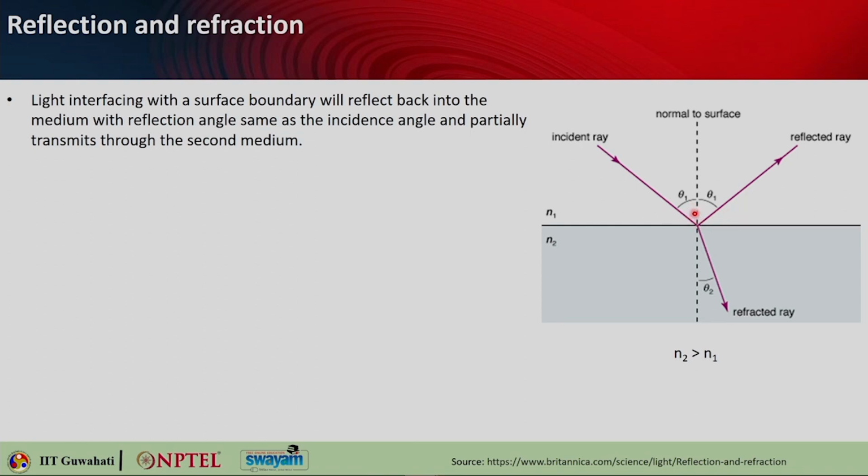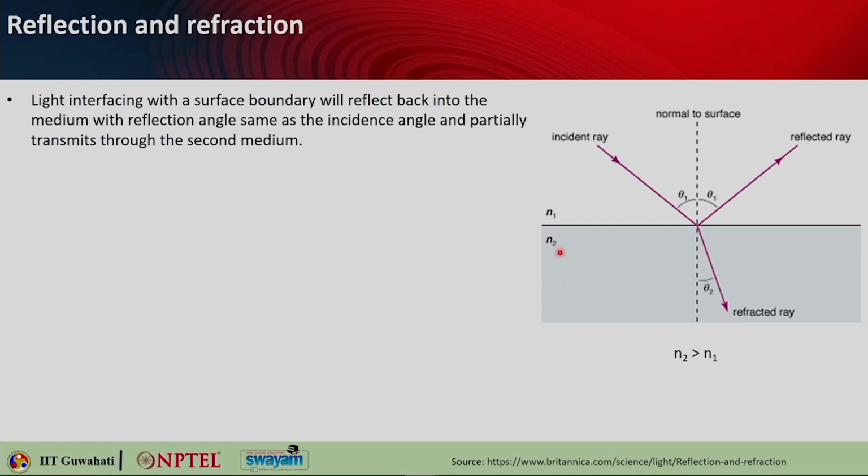I am not going to derive that because that is very basic, that you have studied in school. And how do you measure this angle? This angle is measured with respect to the normal to the surface of the interface. Now some portion of the light is getting reflected. What is happening to the remaining light? The remaining light actually enters the second medium, that is n2.